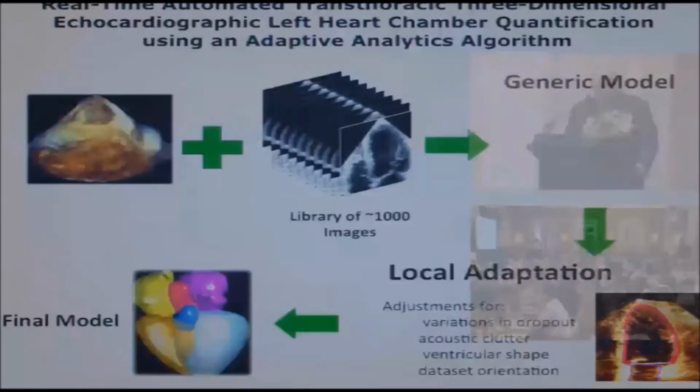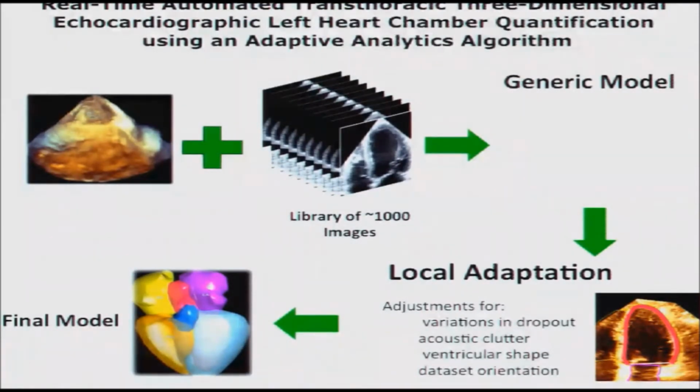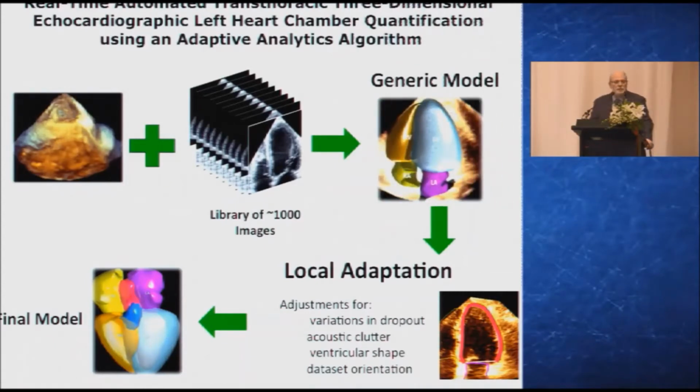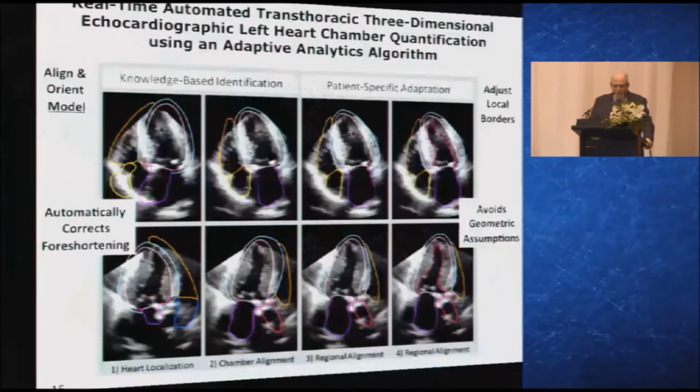Now, in order to create a model, initially you need to create a library of approximately 1,000 echo images. And these echo images were obtained from different sites all over the world, because as we all understand, there are differences in both the size and the shape of the ventricle in different ethnic populations. With these 1,000 echoes, you can create a generic model, and then the model needs to adapt itself to the particularities of that same echo in order to obtain a final model.